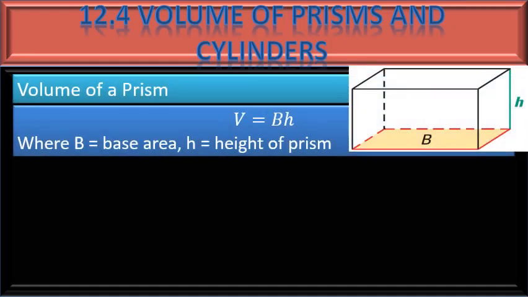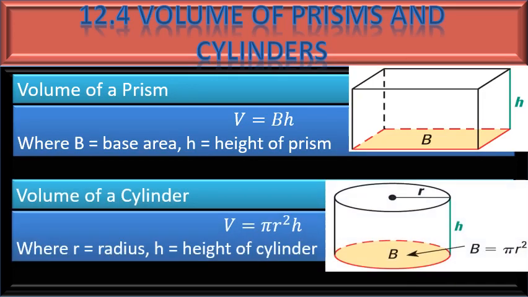For a prism, it's the area of the base times the height. For a cylinder, the area of the base is a circle, so it's pi r squared times the height.